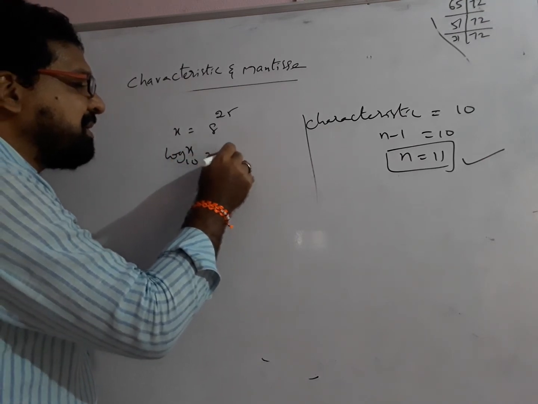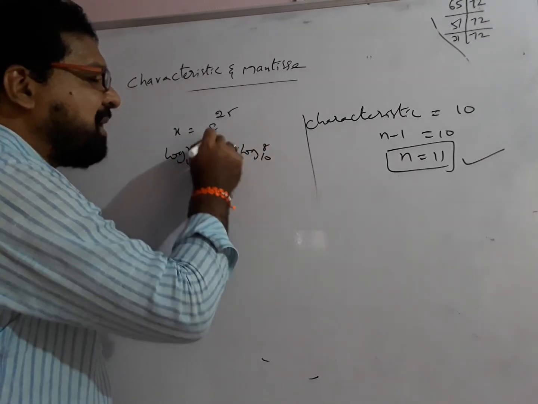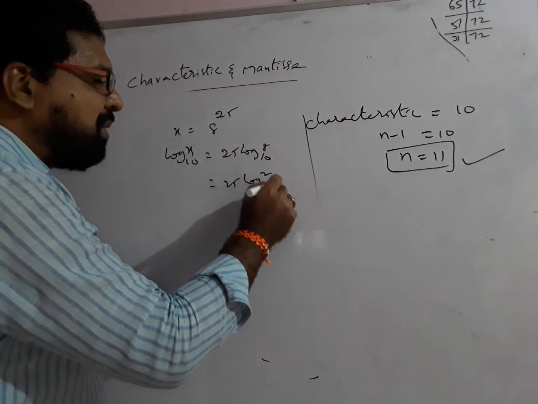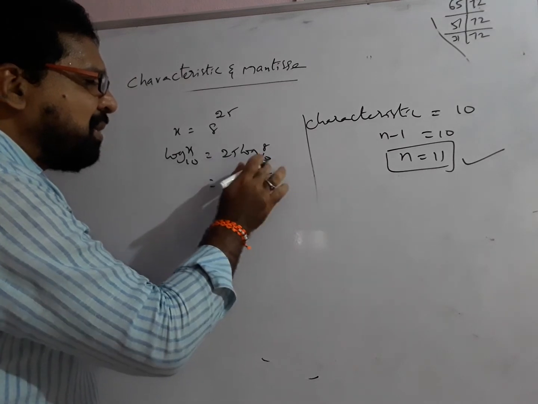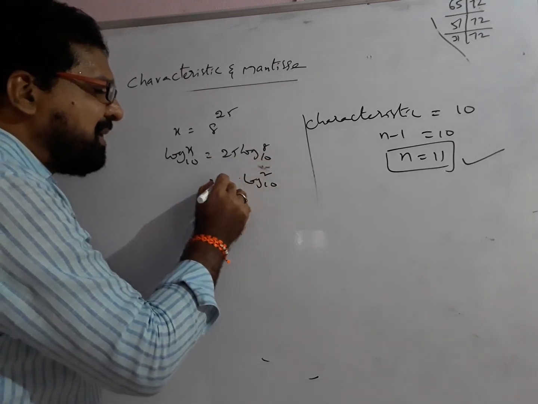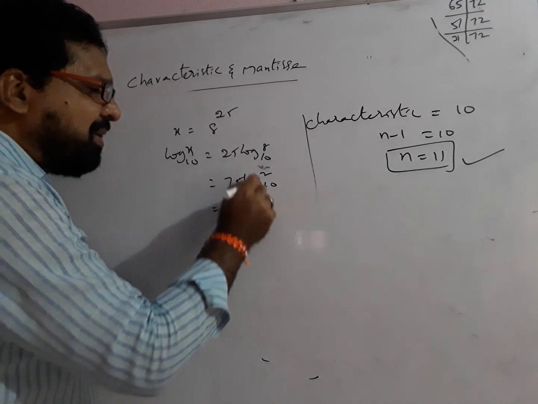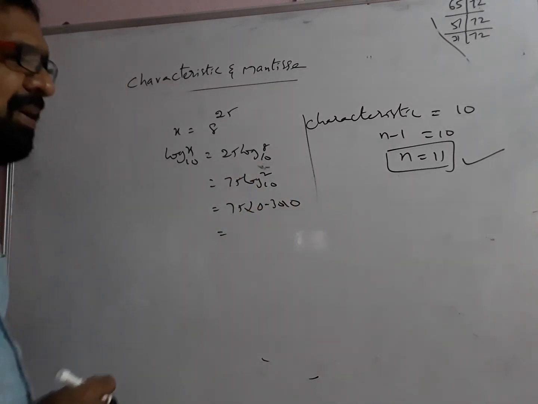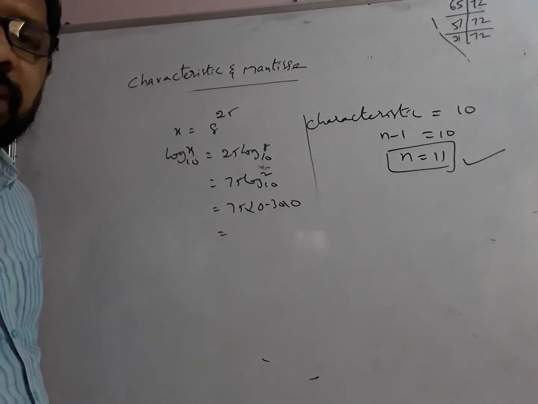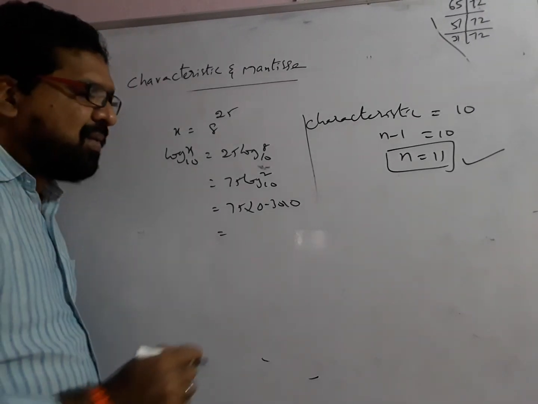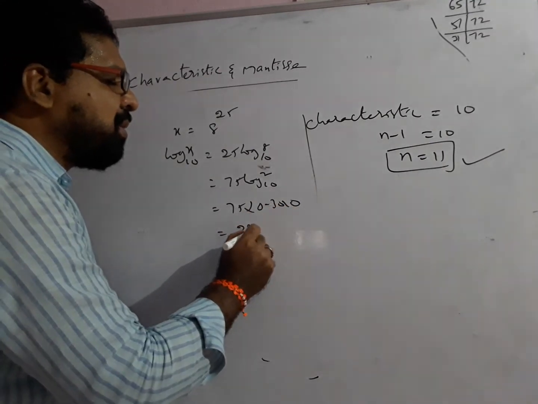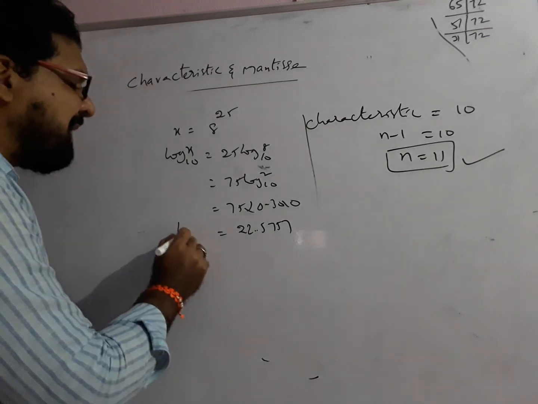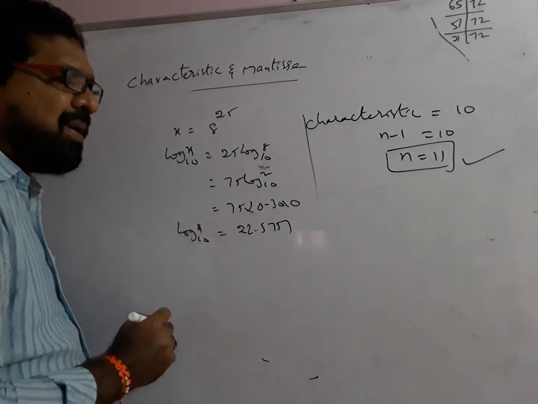Log x to the base 10 is equal to 25 log 8 to the base 10. Of course, log a power m is m log a. So this is equal to 25 into log 2 cubed to the base 10. The cube comes to the front, that is 25 into 3 is 75. So 75 into log 2 to the base 10, value 0.3010. That value is 22.5750. So log x to the base 10 is equal to 22.5750.